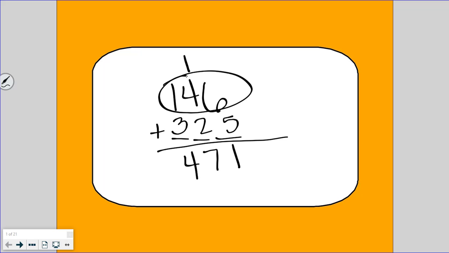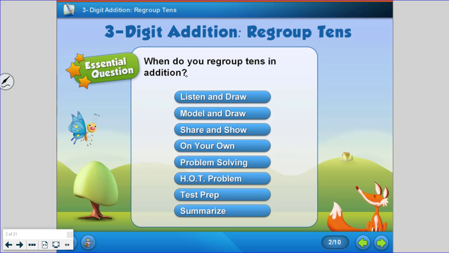Okay, and so that brings us to today's lesson now that we're warmed up. And our essential question is, when do you regroup tens in addition? So yesterday, or our last lesson I should say, we learned when we regroup ones in addition when we're adding 3-digit numbers. Today, we're going to worry about regrouping tens. Okay, which is pretty much about the same as regrouping ones. So that's what you should be able to do by the end of the lesson, is regroup tens.